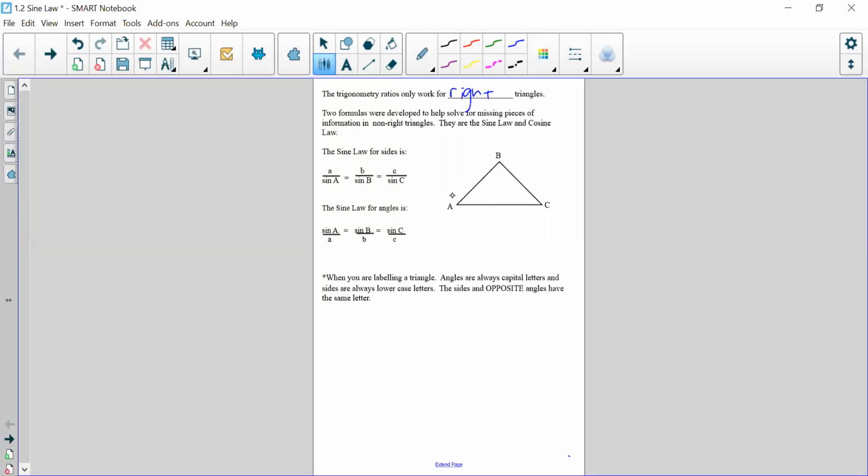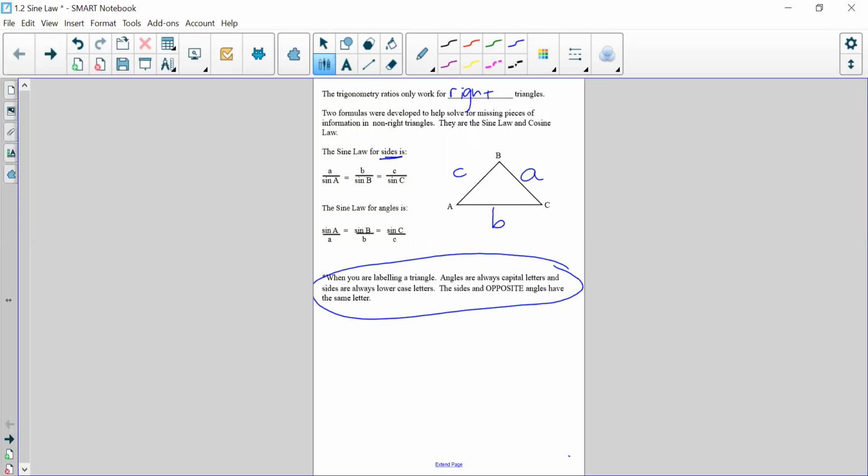You do need to remember that your angles are always capital letters, so this note here is important. Lowercase letters are always the sides, and sides and opposite angles have the same letter. Angle A, side A, angle B, side B, angle C, side C. You can see the way the formula is set up, that sides and opposite angles are across from each other.